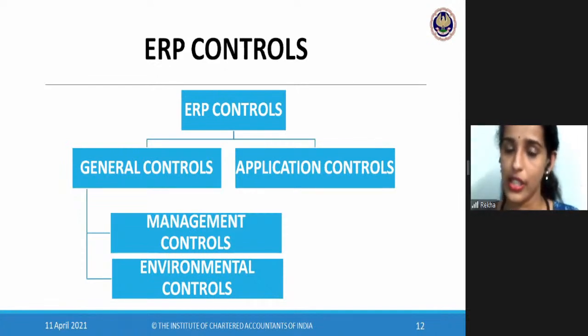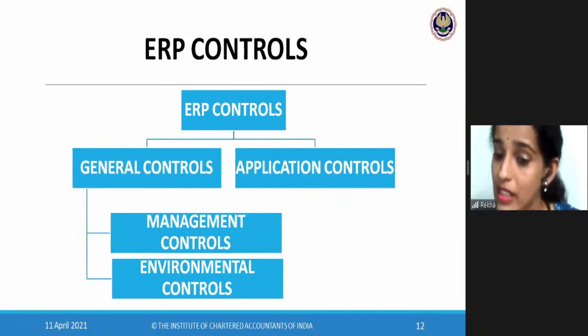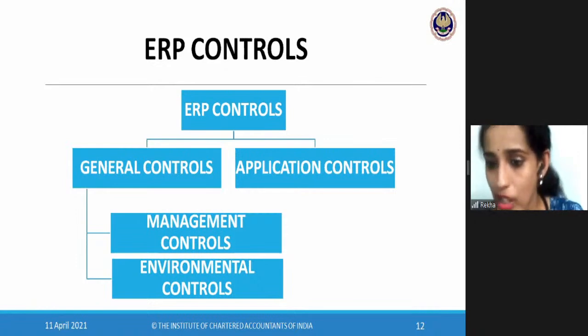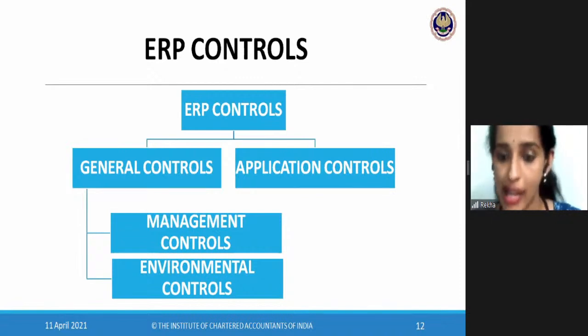Now under general, you have management and environmental controls. Environmental controls will be things like lightning arresters, your stabilizers, all those things. Management controls means it is at the management level. Their governance, their policies, their organizational structure, their ethical values, all these things will come under management control. So in the next chapter we have managerial controls and environmental controls, all elaborately. So I'm not going to discuss in detail here. Okay?